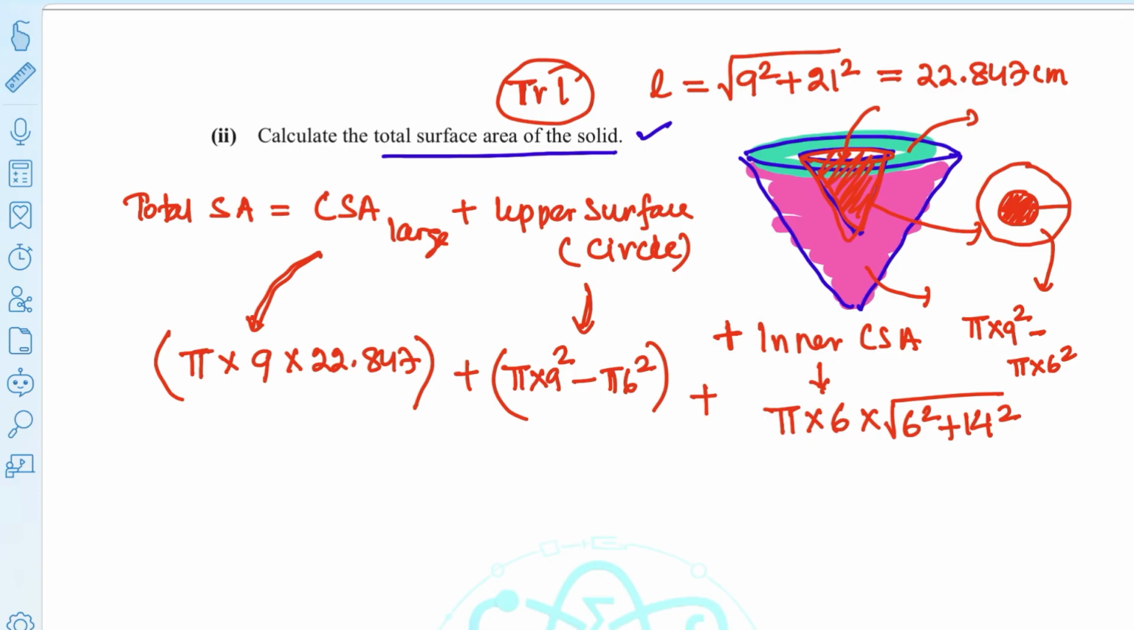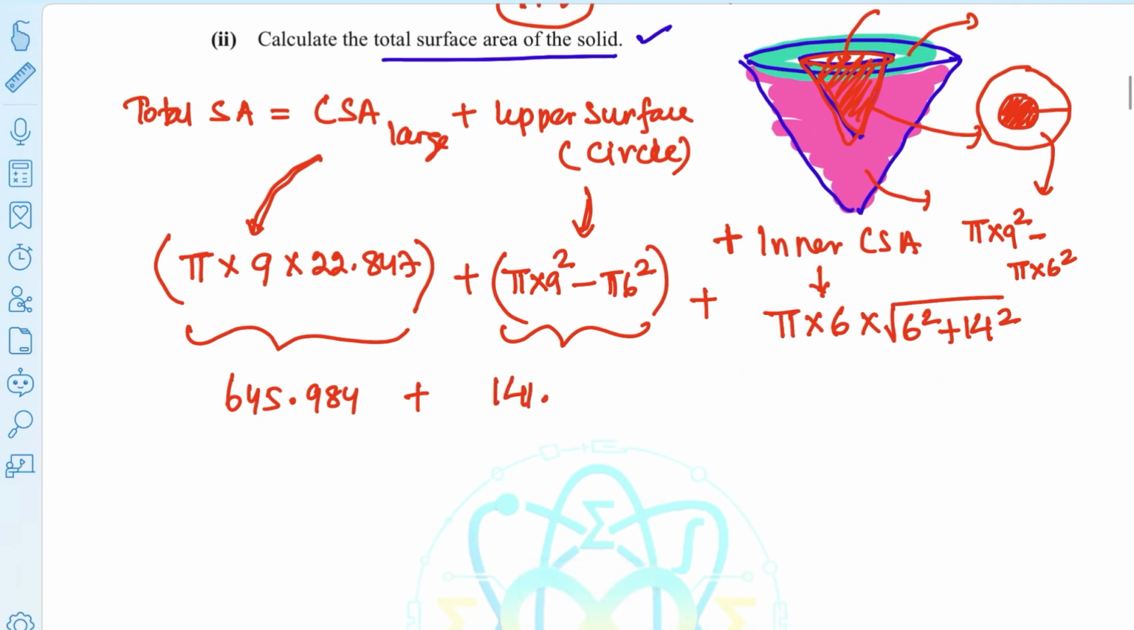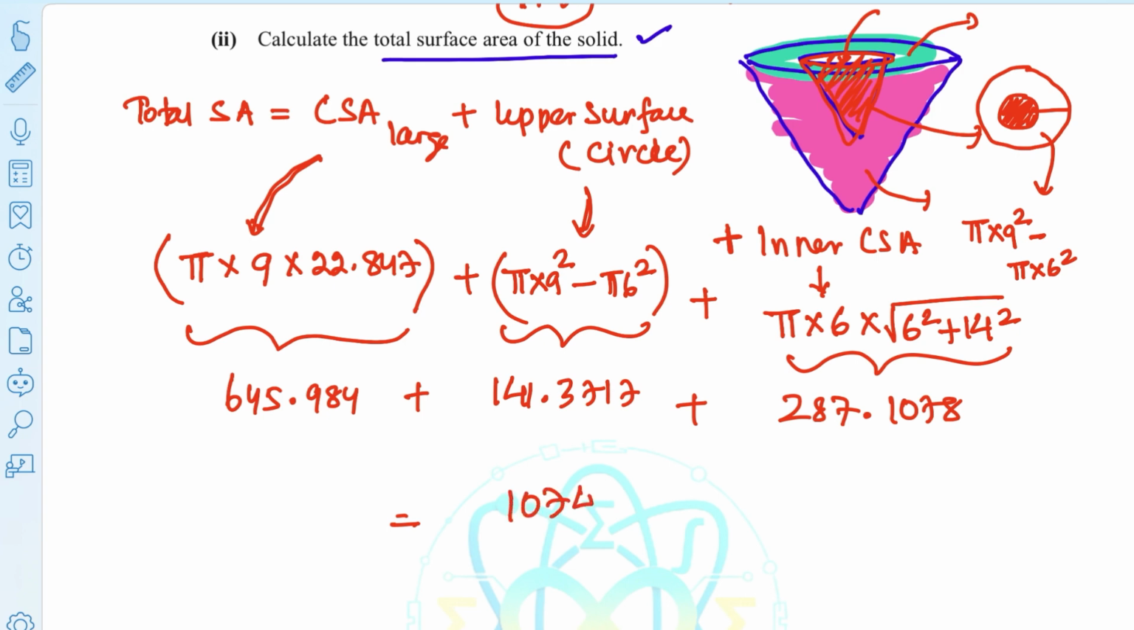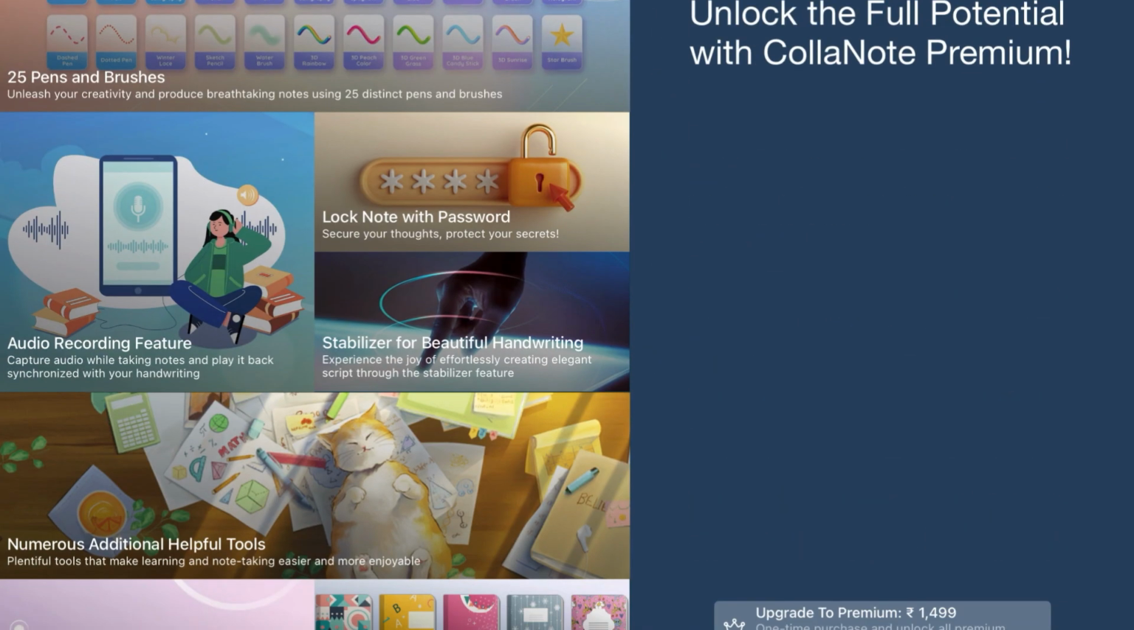Now if I try to put the values in the calculator, you can check with the calculator. It will give you 645.984, plus this value will give you 141.3717, and this value will give you 287.1078. If I add all these three values, it will be 1074.46 centimeters squared. That should be the answer for this question. The only trickiest part of this question is we have to remove this cone, so inside the curved surface area also we have to find out.